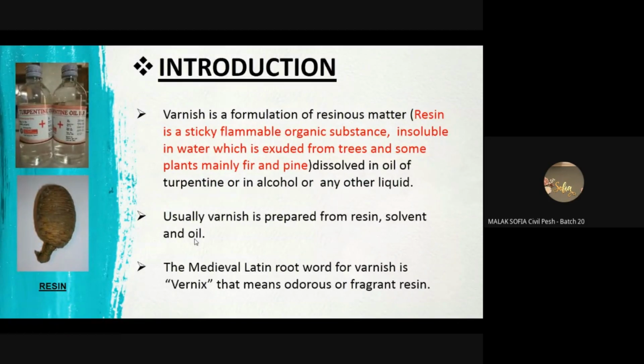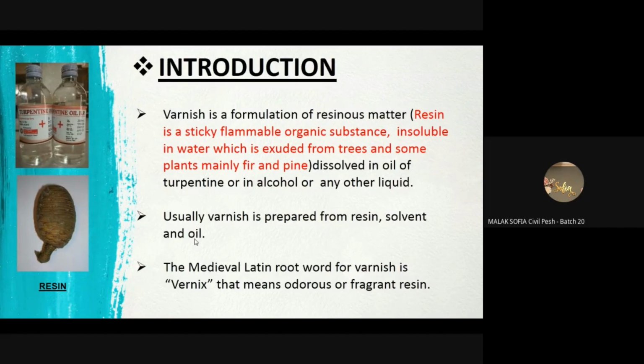Usually varnish is prepared from resin, solvent, and oil. The basic things required for the preparation of varnish are resin, solvent, and oil. The utmost part of the varnish is the resin. And the top picture is about the oil of turpentine. It has very basic uses and it is also used in varnish.